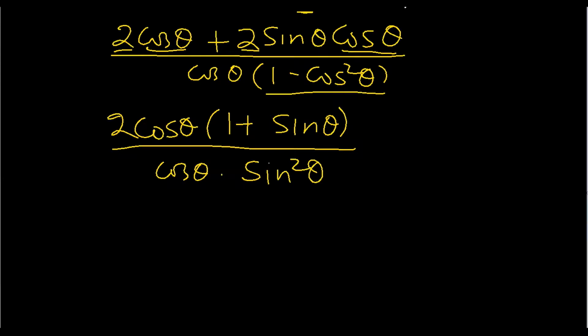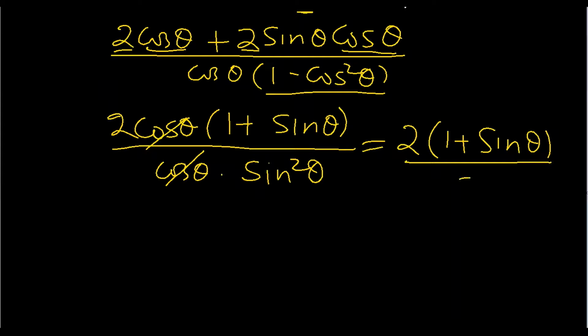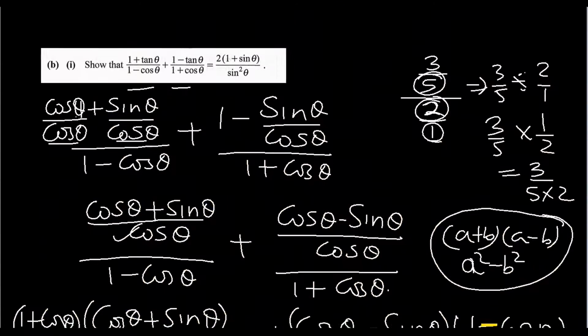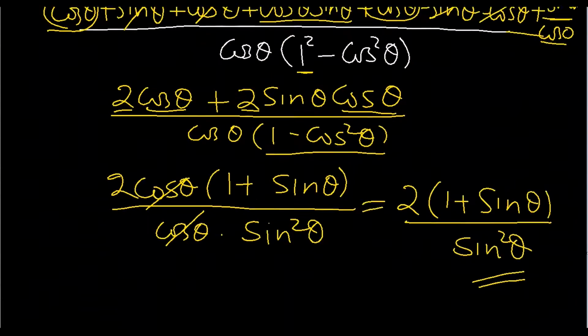It will be sin square theta. Cos theta cancels with cos theta. We are finally left with 2, 1 plus sine theta on top and sine square theta at bottom. And this is what I'm sure they were trying to let us prove. Yes, this is the one.